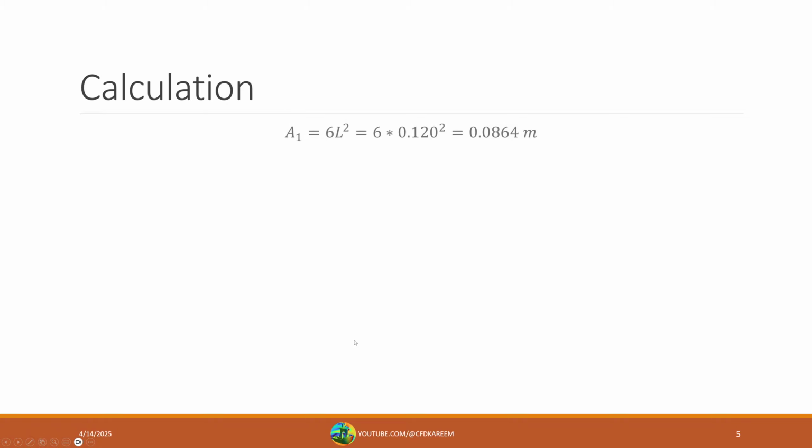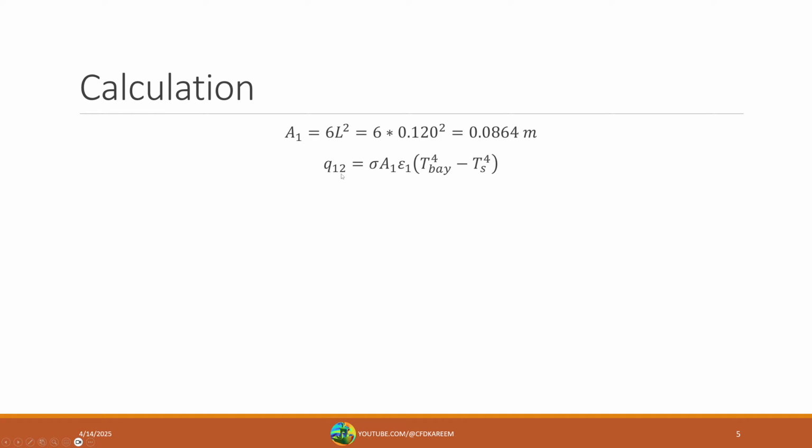So for our calculation, we're going to start by calculating the area of our cubical container, and that's just going to be 6 times L, which is the length of one side of the cube, squared. That's going to give us about 0.0864 meters squared. We can then go ahead and use this equation.